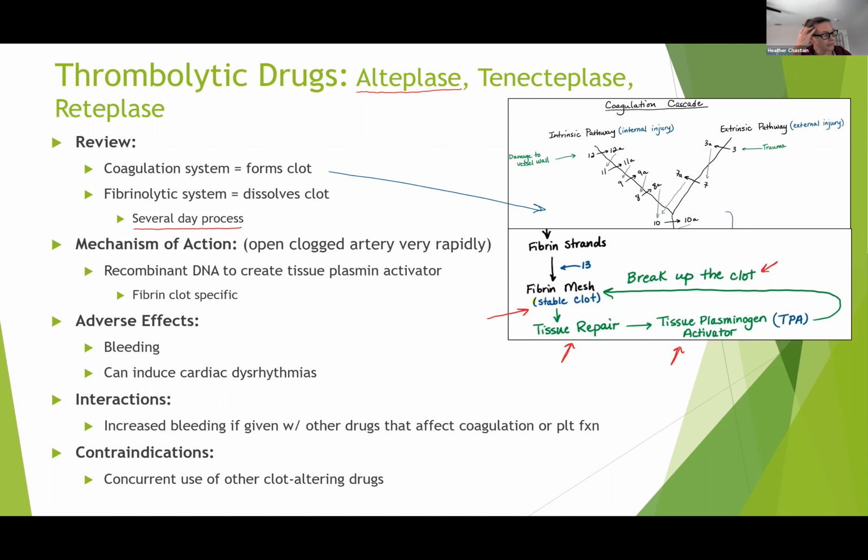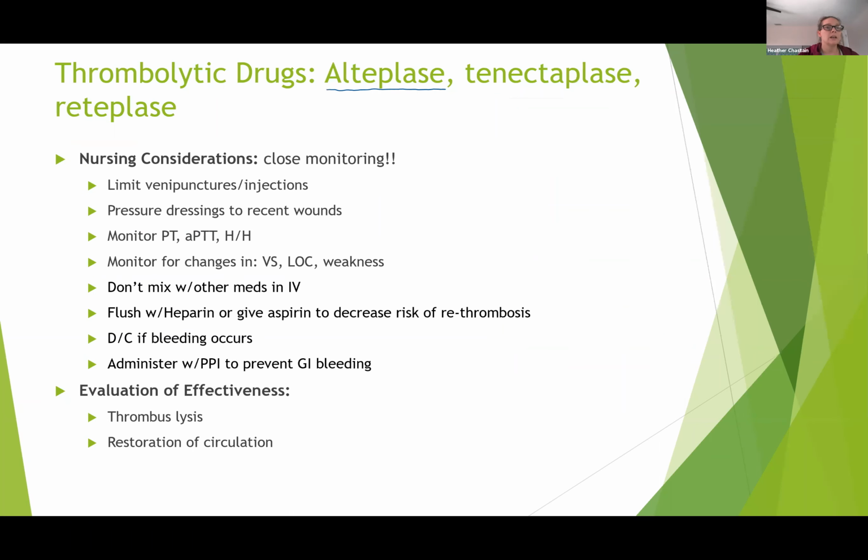Interactions: increased bleeding if given with other drugs that also affect coagulation and platelet function. Contraindications, of course, concurrent use with other clot altering drugs, because it is extremely strong. It's extremely expensive. You want it to do just its job where exactly you want it to do its job, and then that's it. So it's actually a really dangerous drug. Okay, so more on alteplase.